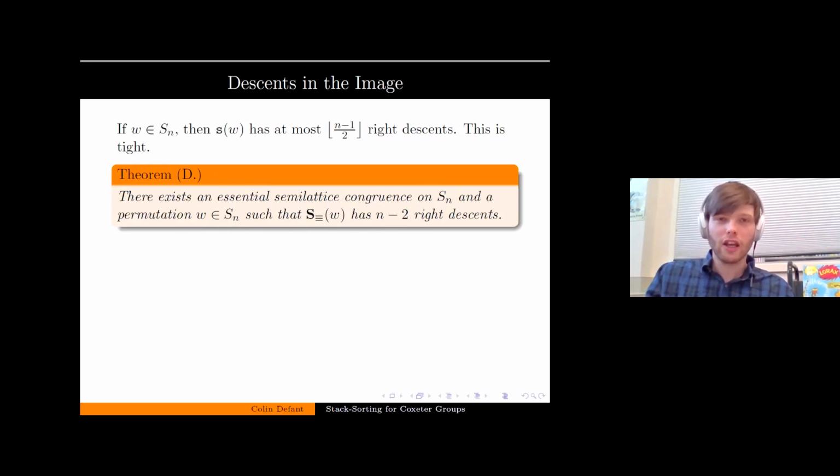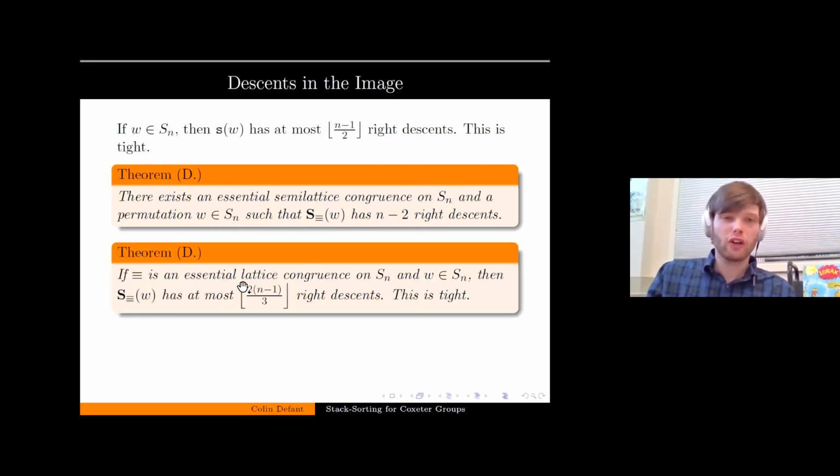But what I think is kind of interesting is that you can get something if you restrict your attention to lattice congruences. Remember, a lattice congruence has to respect both the meet and the join operations. And for some reason, when you restrict to lattice congruences instead of semilattice congruences, then the maximum number of right descents that a permutation in the image can have is the floor of 2(n-1)/3. And this is also tight. This is actually attained by the descent congruence, which is the pop stack sorting map. I think it's interesting that there's this sort of 2/3 result for the lattice congruences.